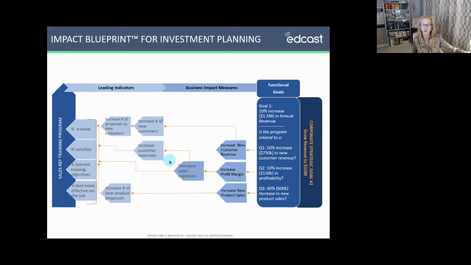I build these things virtually. So if we brainstormed on this call, what metrics, and these were all the metrics that we brainstormed on in this working session today, I would lay them out and I would put those that aren't quantitative, or don't have a dollar value, over here under leading indicators, and those that have a dollar value, I put under business impact measures. And we work through the logic of our thinking and be sure that we have everything mapped out. So that's how you can map it out for a known investment or for investment planning.